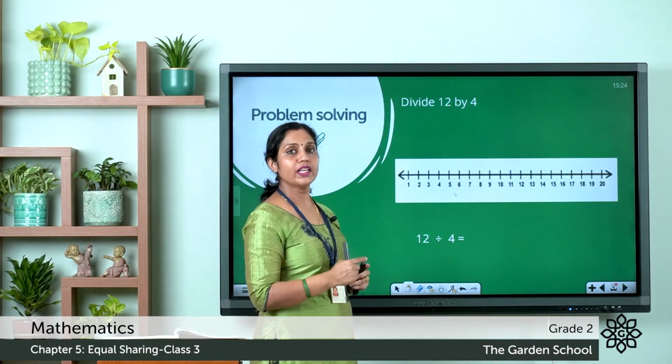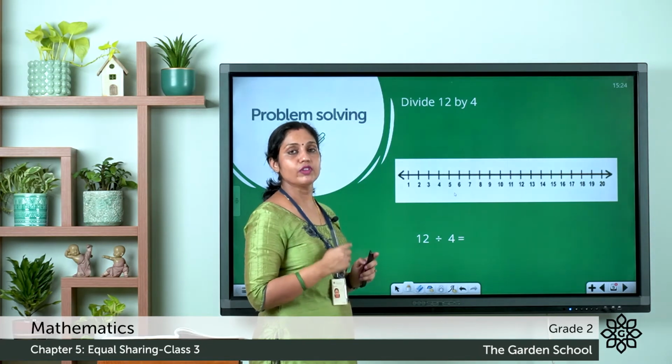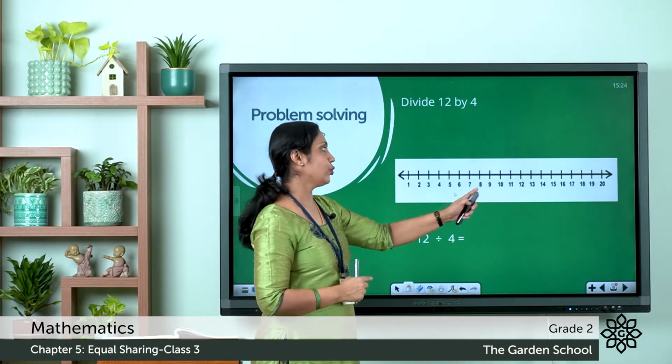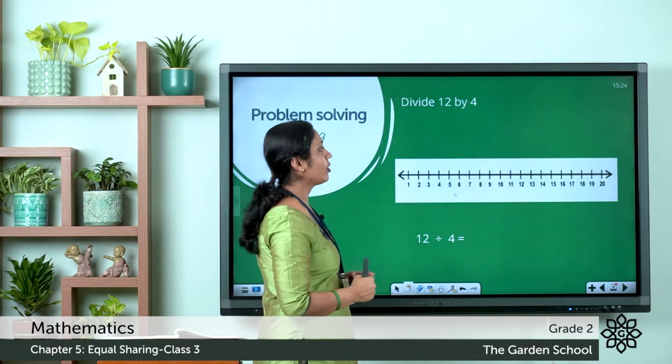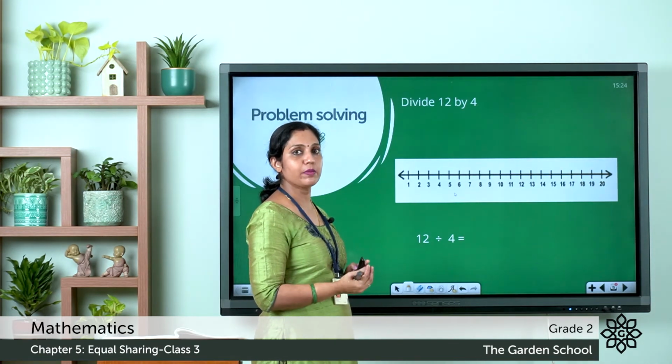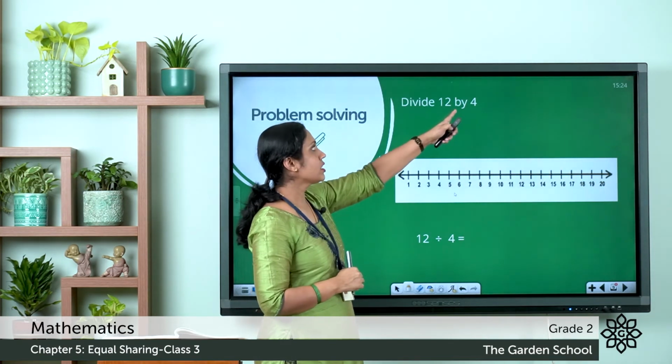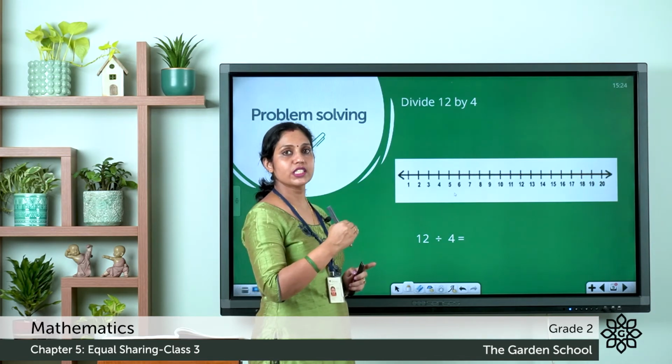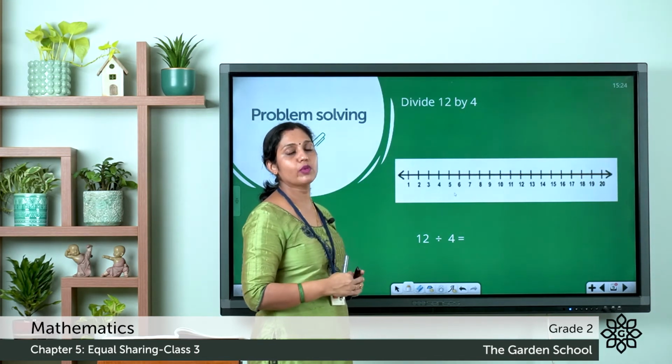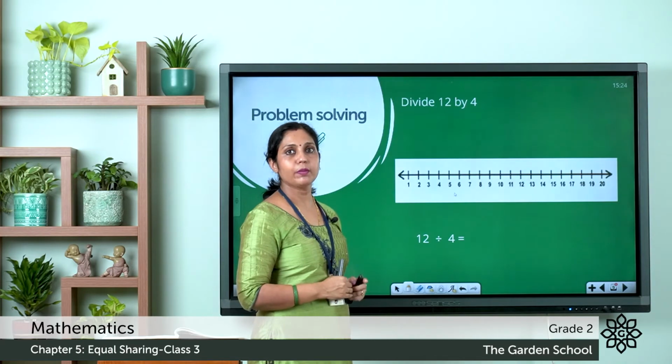So in a number line, from where should we start? We should start from the number 12. So let's start from the number 12. And how many times should we come backwards? It is 4. So 4 steps backward, 4 numbers back we have to come till we reach the number 0.